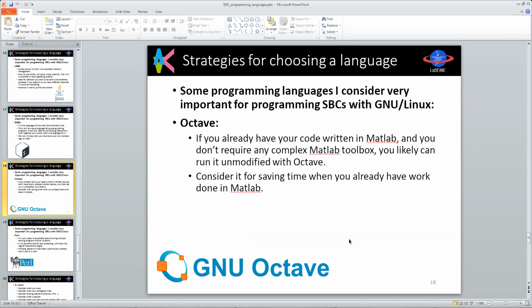So if you already have a program in MATLAB and need to run it in an SBC, I would try to run it in Octave and see. Maybe it's already a solved problem. You don't need to program anymore. You just need to run the code you already have. I think I added this slide because in the engineering community, it's very common for people to have MATLAB solutions, and maybe this could save you time if you look at Octave.